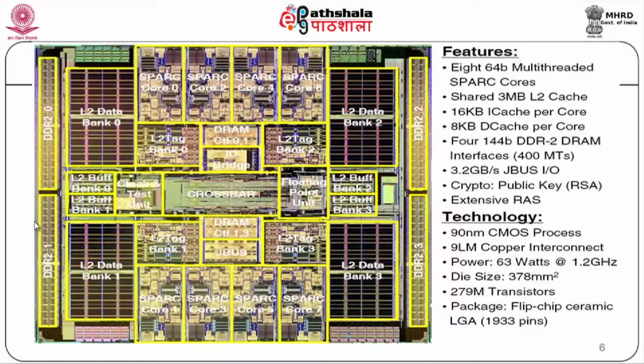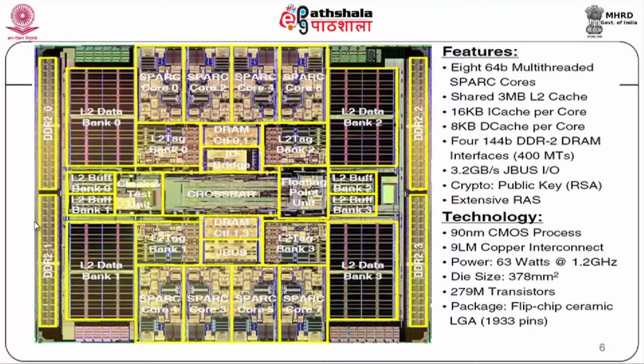The main features of this processor are 8 64-bit multi-threaded SPARC cores. SPARC stands for Scalable Processor Architecture. SPARC was the main processor architecture introduced by Sun, and most of its processors are based on it. So this Niagara or UltraSPARC is also a SPARC based processor with 8 64-bit multi-threaded SPARC cores. You can see the 8 cores, SPARC Core 0 up to SPARC Core 7. You have a shared 3 MB L2 cache, and a 16 KB instruction cache and 8 KB data cache per core.